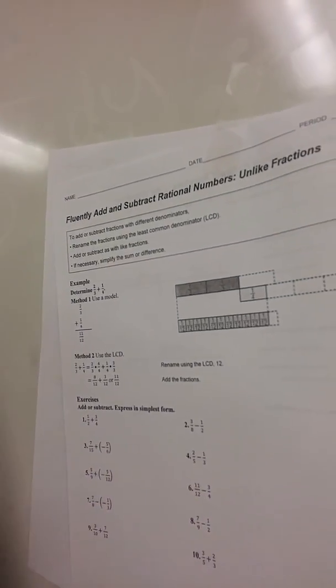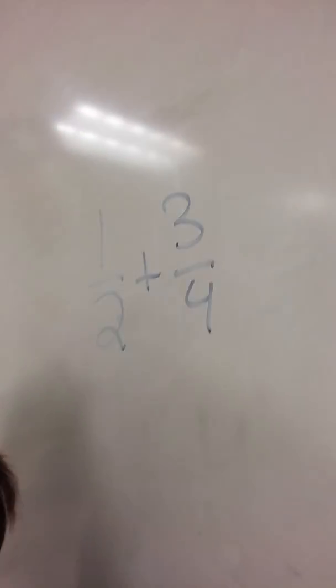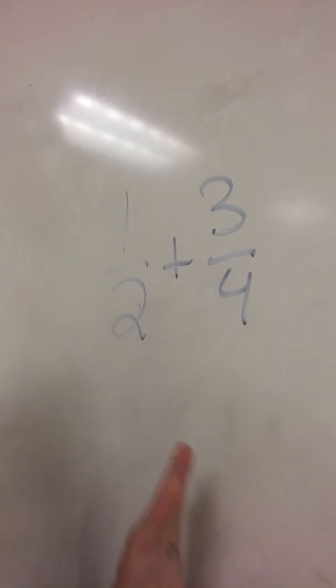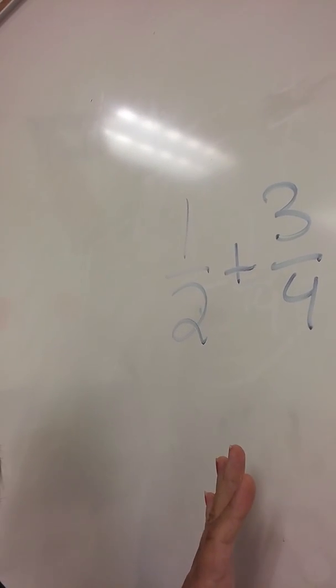Okay, our next sheet is adding and subtracting rational numbers with unlike fractions. So what I'd like to do is number 1 for this, just to kind of review how to do this. It's been a while since you did that. It's all positive numbers, but it may have been a little while. So when we add 1/2 and 3/4, we've got to have the same denominators. Right now the denominators are not the same.